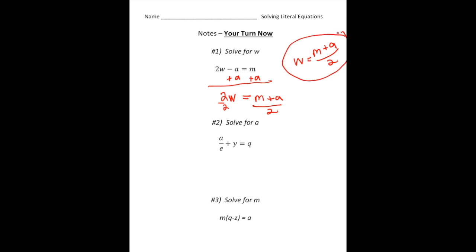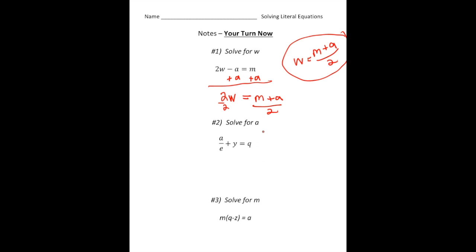All right, welcome back. Let's see how you did with the problems. The first problem, we have 2w minus a equals m, and we're trying to solve for the w. So I'm going to first add a to both sides. Now we have 2 times w equals m plus a. And then to get the w by itself, I'm going to divide both sides by 2. So w is going to equal m plus a divided by 2. And there's the first one.